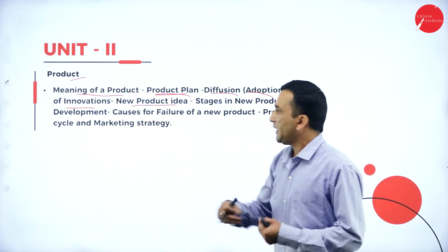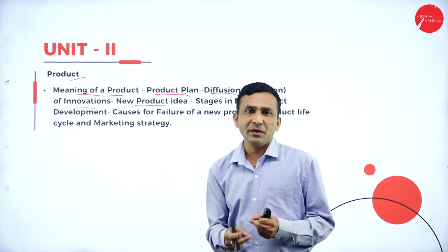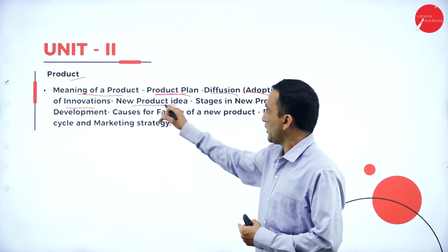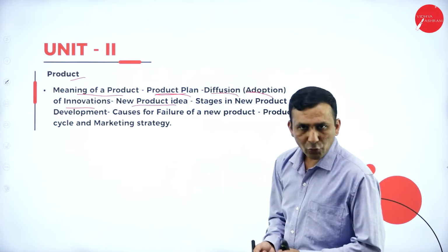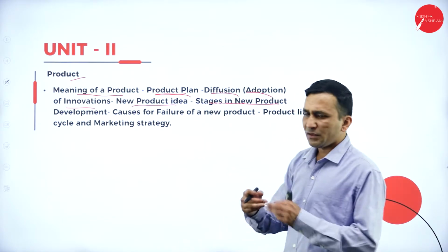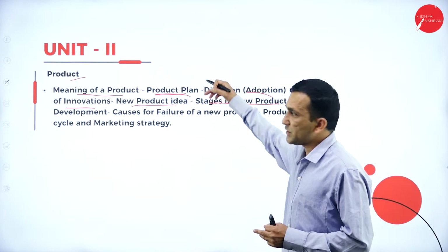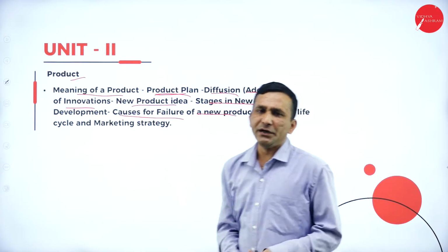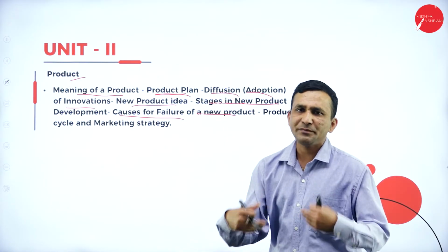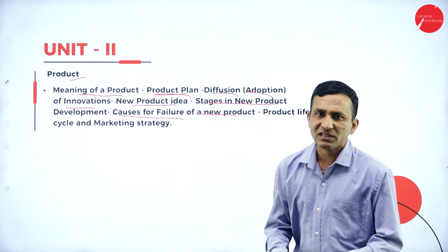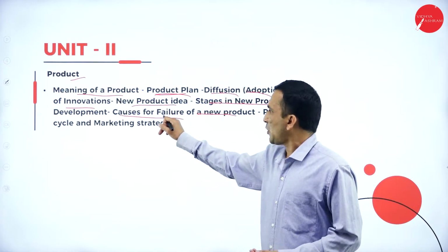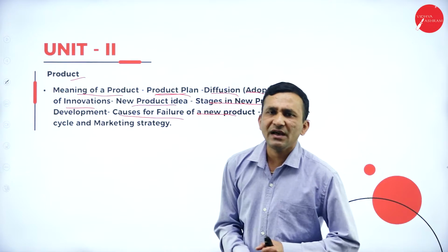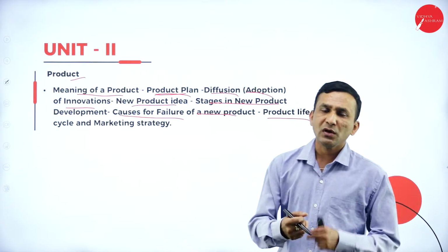And the new product idea: how a new product will be developed based on internal and external sources. There is a set of people developing a new product, and what kind of product they are producing. And the stages of product life, so there are different stages we will cover in this unit. And the causes for the failure of a new product: whenever you introduce a new product to the market, when acceptability is not there, the customer is not ready to accept it, so because of many reasons the product will fail. And the product life cycle: just as human beings have a life cycle, the product also has a life cycle.